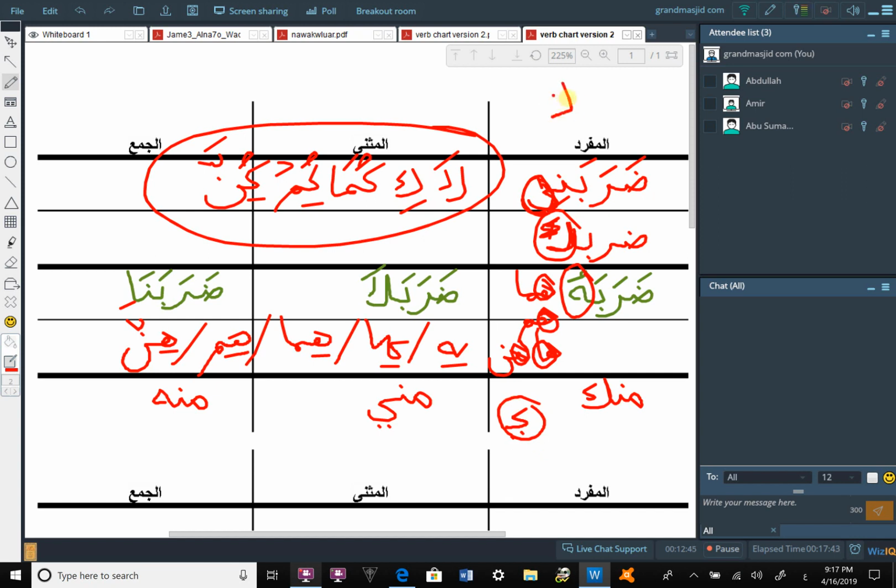So this kaf, this ha, and this ya, when attached to a verb, it's in a position of being fi mahal nasb, because it is maf'ulun bihi. And when it's on a noun, it's fi mahal jar, because it is mudaf ilayh. Right? It's fi mahal jar.